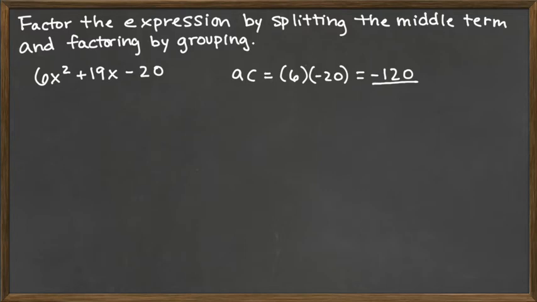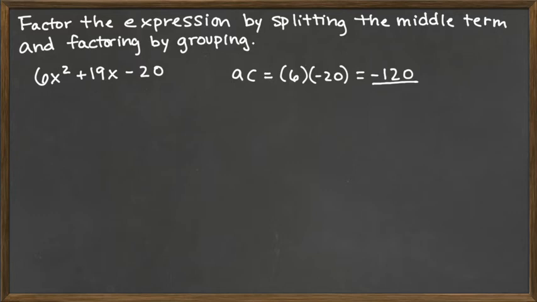that then add to give us positive 19. Now that positive in front of the 19 is telling me right away that of the two numbers that give us the negative 120, one of them has to be negative, one has to be positive, and it's the smaller of the two numbers that has to be negative, so that when you add them together, you get the positive 19 you're looking for.